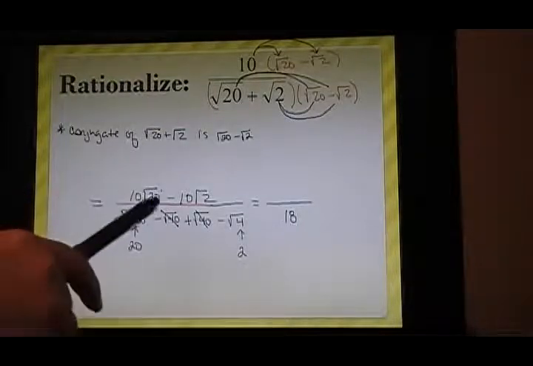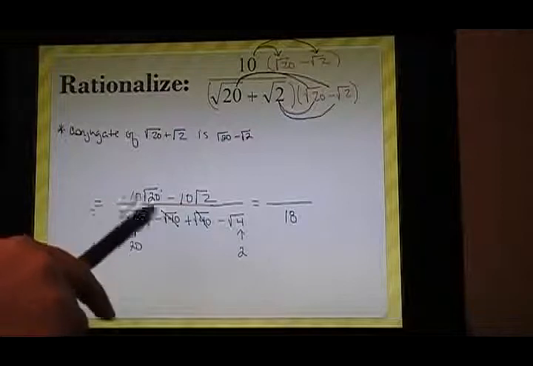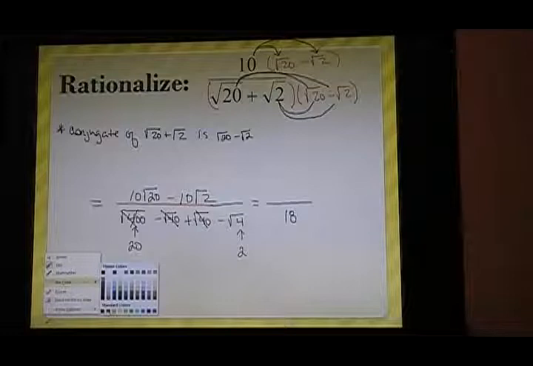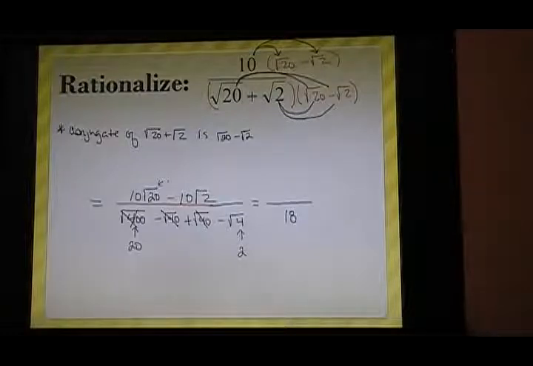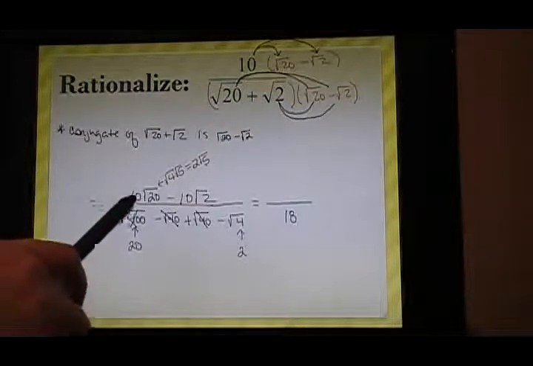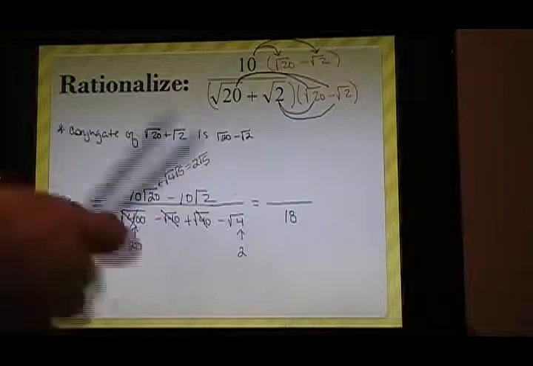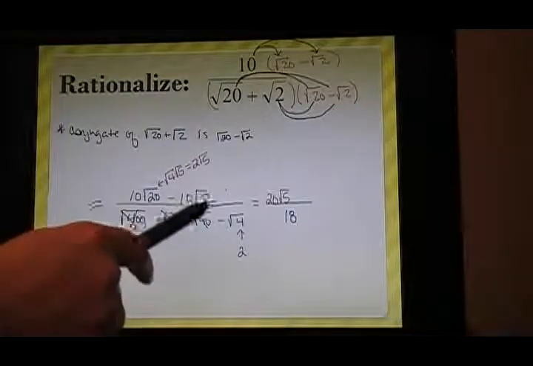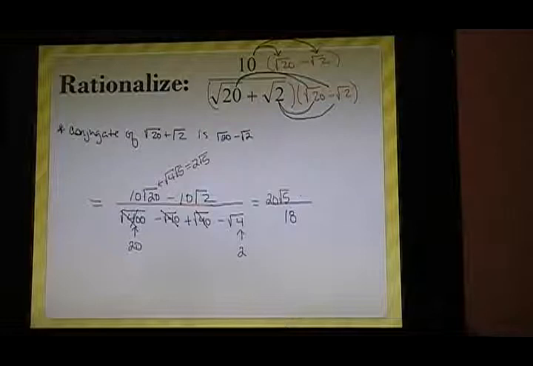20 is divisible by a perfect square, so the square root of 20 I can simplify. 20 is divisible by 4, the perfect square 4, so I'm going to break this into the square root of 4 times the square root of 5, which is 2 root 5. And so this first term, we've got 10 times 2 root 5, so that's going to be 20 root 5. And nothing I can do to simplify. 2 is not divisible by a perfect square other than 1, so I can't do anything there.